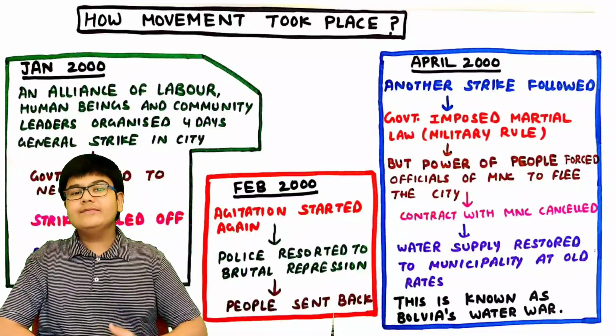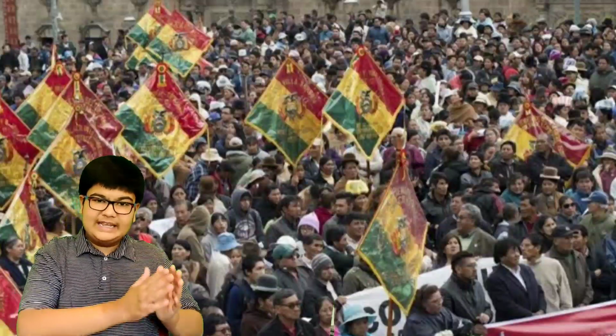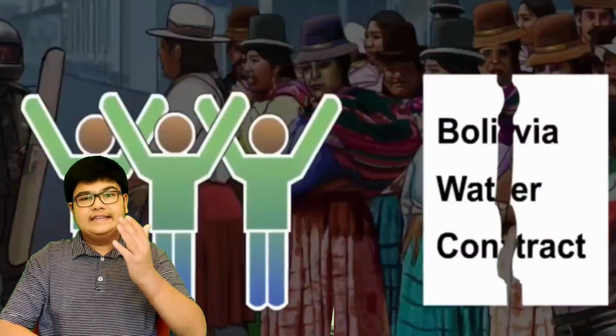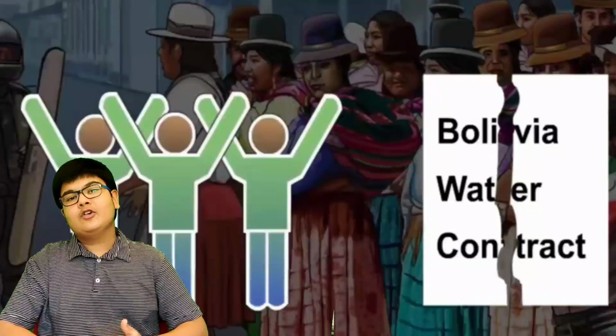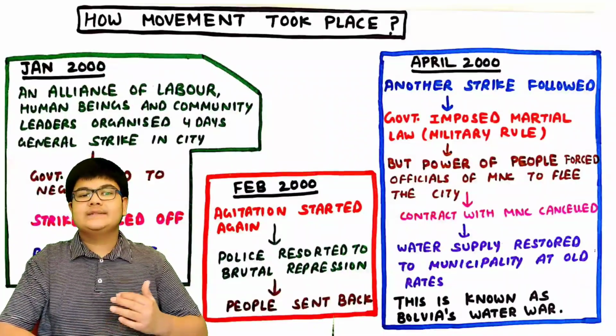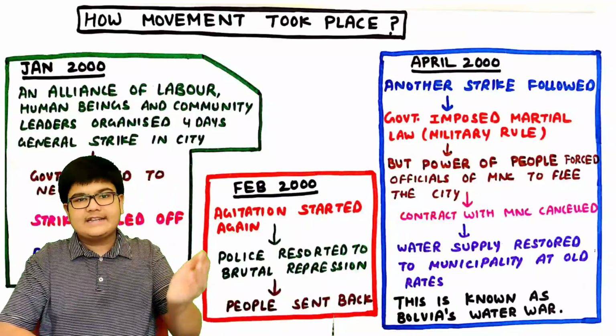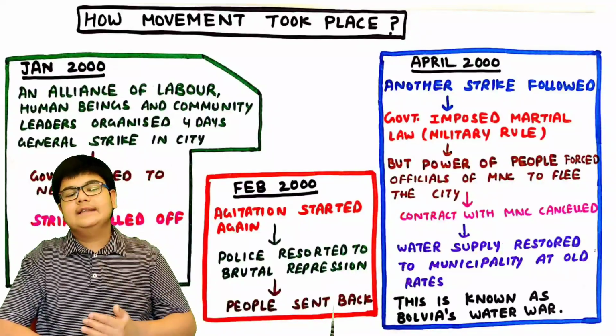But the power of the people forced the officials of the MNC to flee from the city. And therefore, the contract with the MNC was cancelled. The water supply was restored to the municipality at the old rate. And all this revolution is known as the Bolivia's water war.